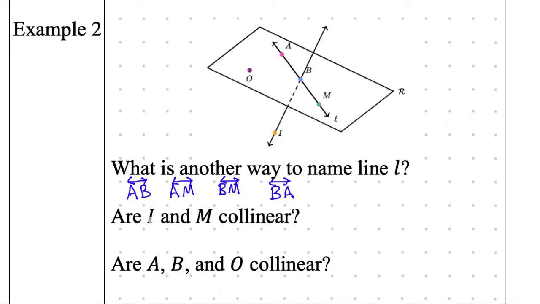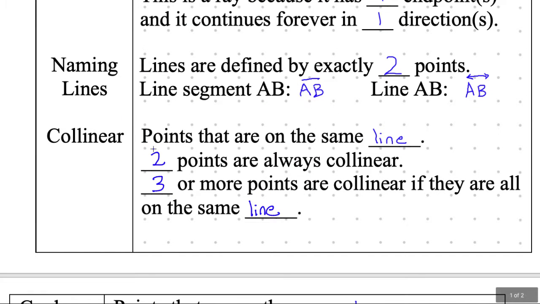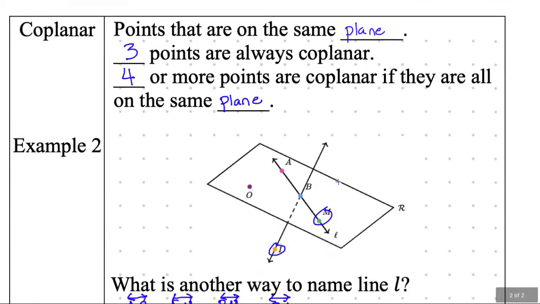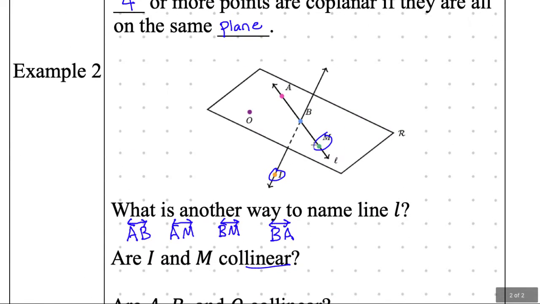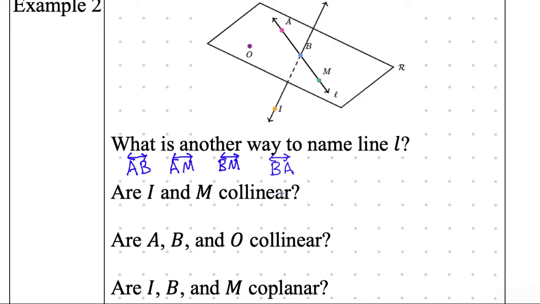All right, next question. Are I and M collinear? Well, there's I, there's M. They don't seem to be on the same line. Oh, wait. If I have 2 points, they are always collinear. So I have how many points? 2 points. 2 points are always collinear, so the answer here is yes. Yes, those are collinear because it doesn't matter. If you have 2 points, they're definitely collinear.